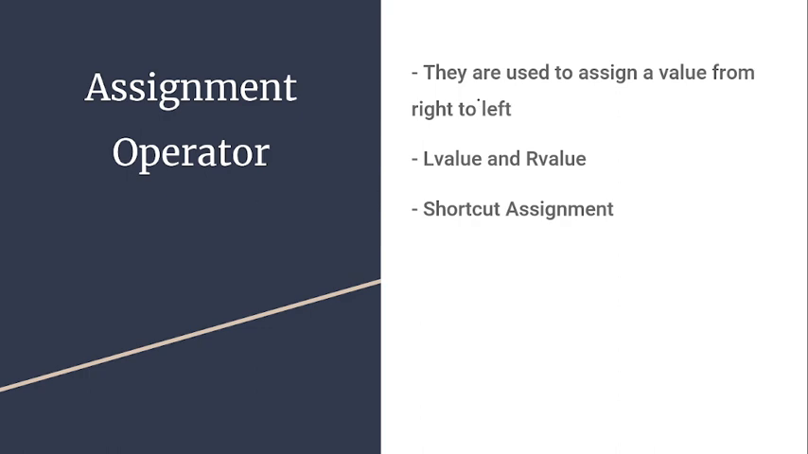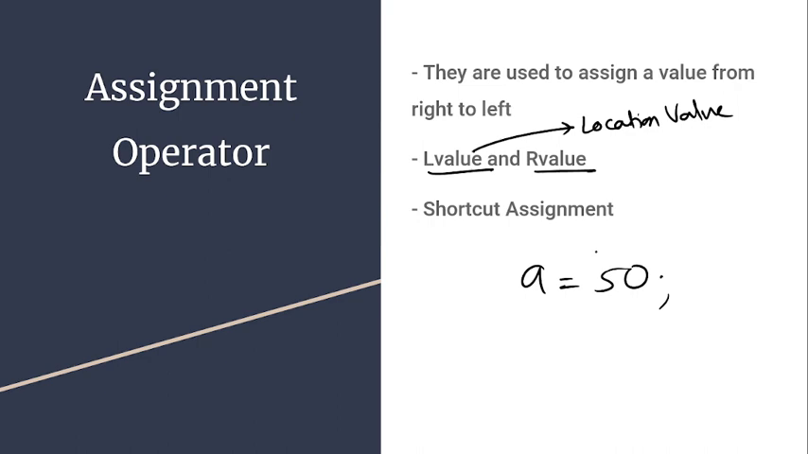Assignment operators are used to assign a value from right to left. The general form of the assignment operator is something like this: a = 50. This is a value on the right which gets assigned to the variable on the left. Now what is L value and what is R value? L value stands for location value, generally given by a variable, whereas R value stands for read value, which could be given by a variable as well as by a constant, because we want some value to be read and used.